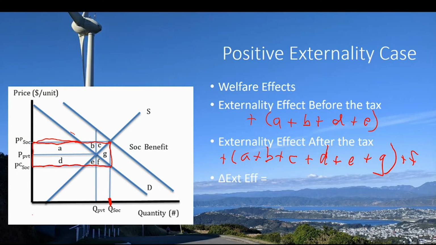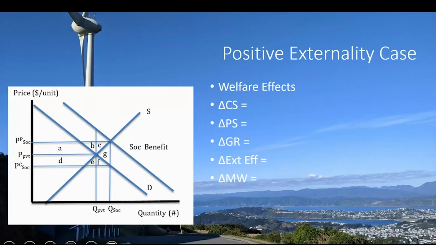So the change in externality effect, A, B, C, D, E, F, G, and so the change in externality effect is going to be C plus F plus G. The F is what's new. Okay? Basically, we're adding on. By stimulating production, we get an extra benefit that's going to accrue to society overall given by area C, G, and F. All right, now, let's talk about all the effects together.